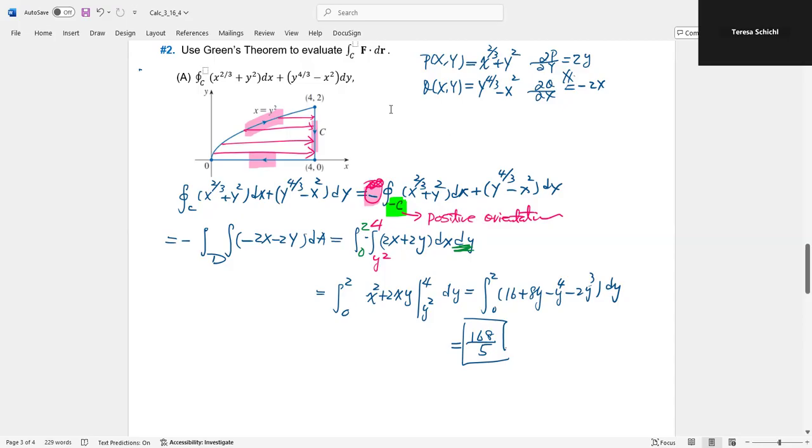Okay, that's it. After we did five problems in total, I hope you get a very good understanding of what Green's theorem is trying to do and how to use it very effectively.